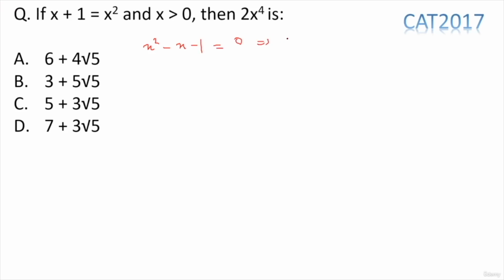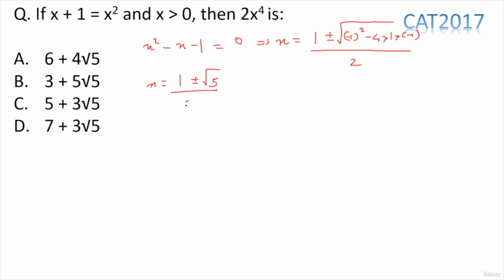Applying the quadratic formula, you find the value of x: minus b, that is minus of minus 1, plus or minus root of minus 1 square minus 4 a c, that is 4 into 1 into minus 1, upon 2. So you get x as 1 plus or minus root of: minus 1 square will be 1, minus of 4 into minus 1 is basically 4, 1 plus 4 is basically 5, divided by 2.